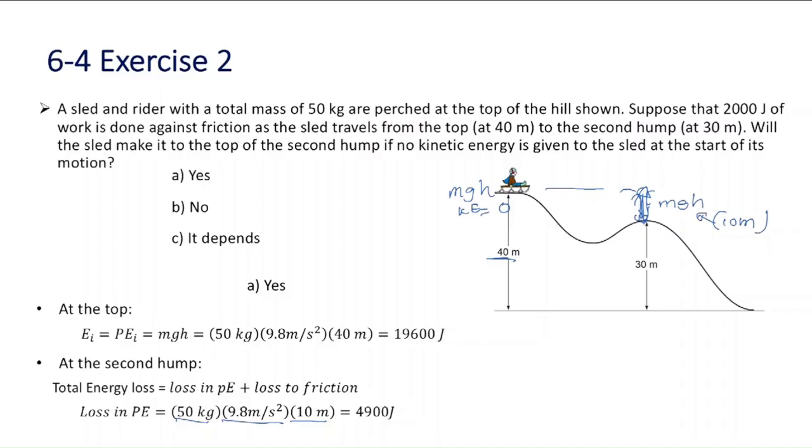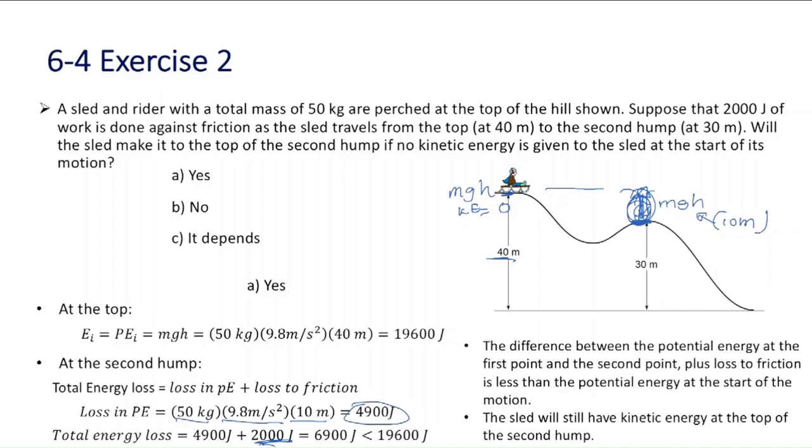Now what is the total energy loss? So when the sled moves from this position to this position, this much potential energy is lost plus the loss due to friction, right? Therefore, total energy loss is potential energy loss plus 2000 joules, the loss due to friction, which is 6900 joules. So the total energy loss is less than the initial mechanical energy of the system. That means the system still has some energy when it is at the second hump. Therefore, the sled will make it to the top of the second hump.